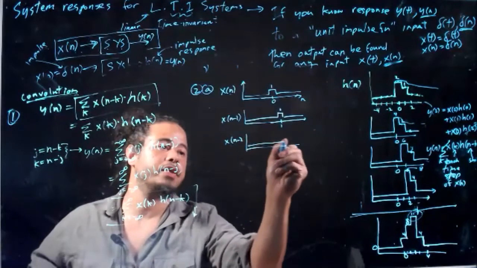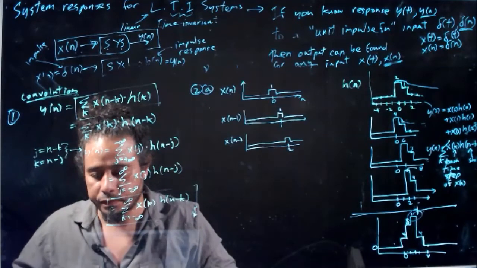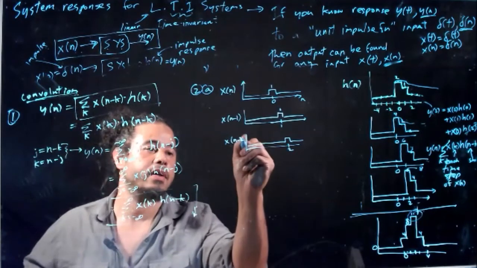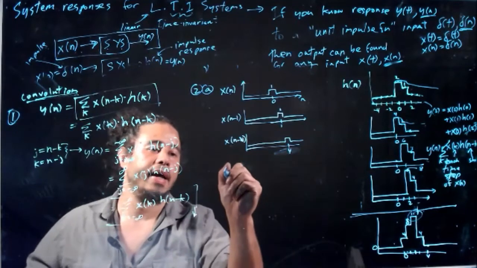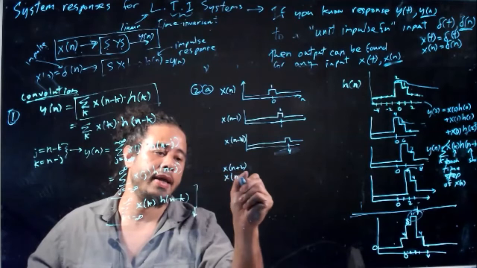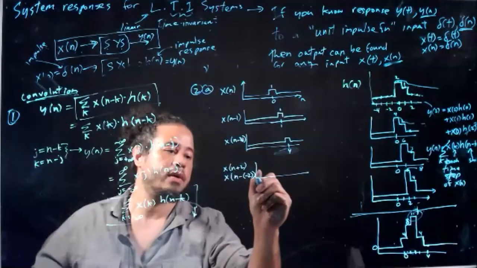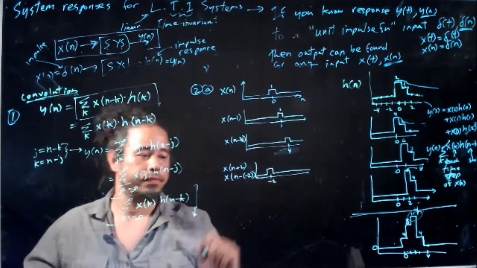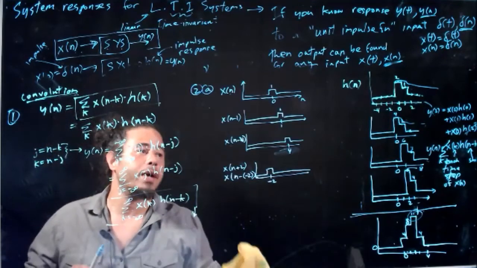Similarly, x of n minus 2 is just going to be time shifted to n equals 2. And that's not what was asked for. It was asked for n minus 4, right? So that's going to be time shifted to n equals 4, okay? And x of n plus 2, which of course is equal to x of n minus negative 2, would be a version where the impulse is shifted to time point negative 2. Okay, that's pretty straightforward.